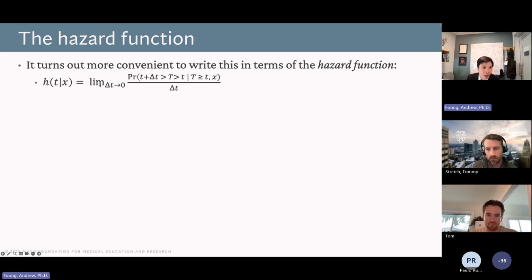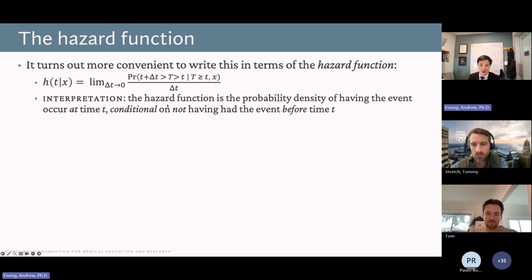So you can see here the way it's defined, capital T is the random variable of the event time, and you're looking at the probability that it happens inside a tiny window from little t to little t plus delta t, and it's conditional on the fact that capital T is greater than little t. So basically, conditional on the fact that you survive up to time little t, what's the probability that you will then have the event within time t plus delta t? That's the hazard function. So the interpretation is that the hazard function is the probability density of having the event occur exactly at time t, conditional on not yet having had the event before time t.